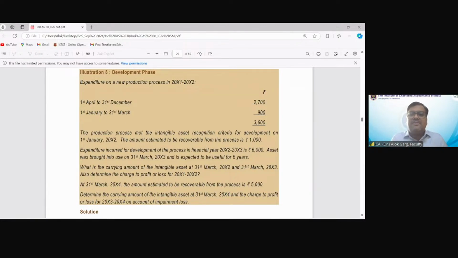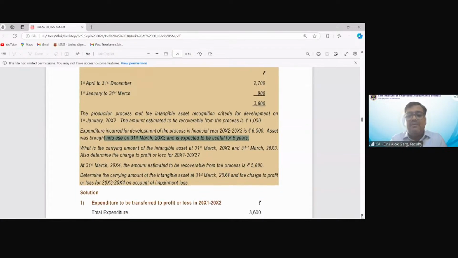Expenditure on a new production process in 2001 and 2002. Okay. 1st April to 31st December 2700. 1st January to 31st March 900, total 3600. The production process meet the intangible asset recognition criteria for development on 1st January 2002. The amount estimated to be recoverable from the process is rupees 1,000. Expenditure incurred for development of the process in financial year 2002-3 next year is 6,000. Asset was brought into use on 31st March 2003 and is expected to be useful for 6 years.